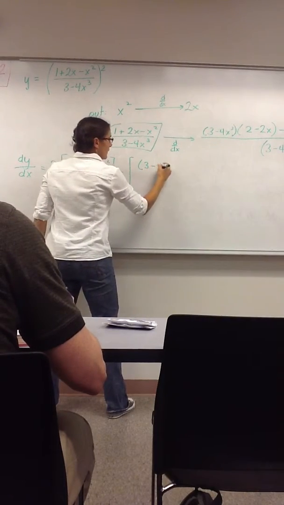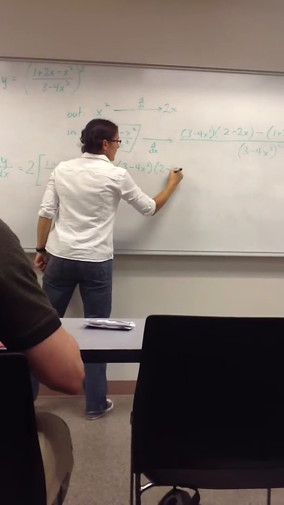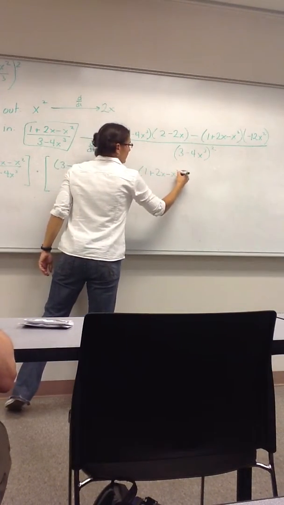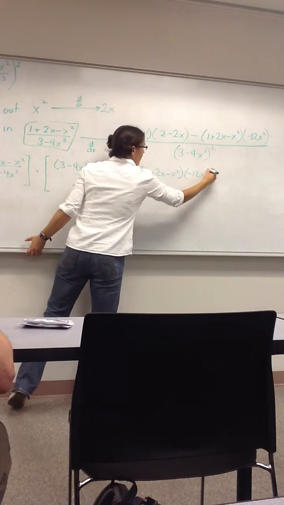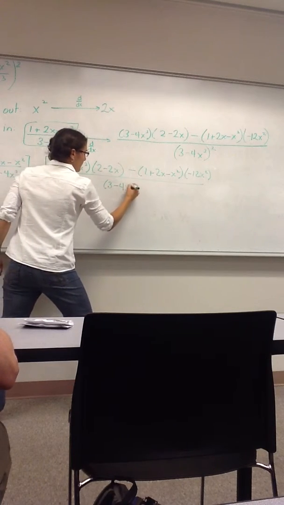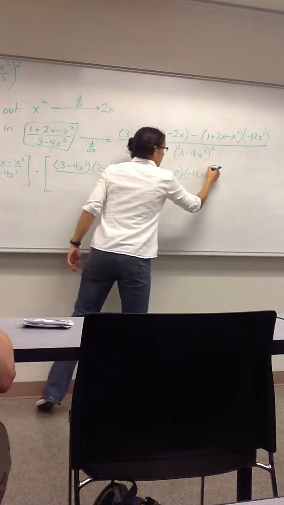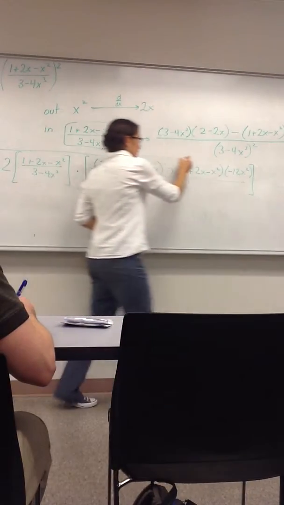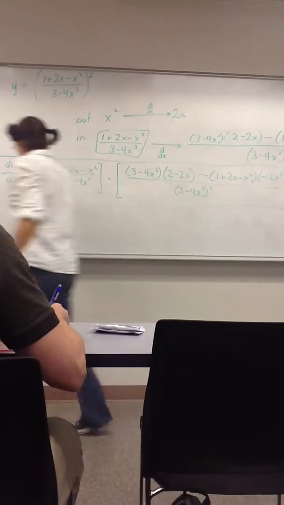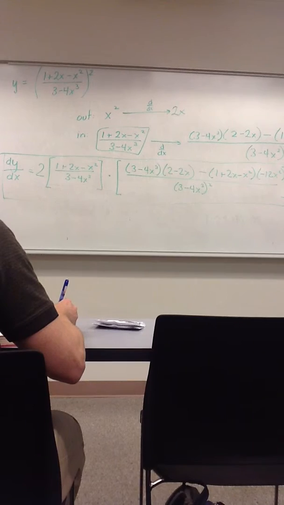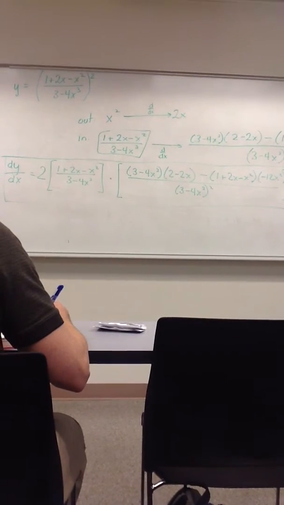So we've got 3 minus 4x cubed times 2 minus 2x, minus 1 plus 2x minus x squared times negative 12x squared, all divided by 3 minus 4x cubed squared, and bracket. And this right here is a legitimate final answer. All right. Are there any questions about calculating that derivative?